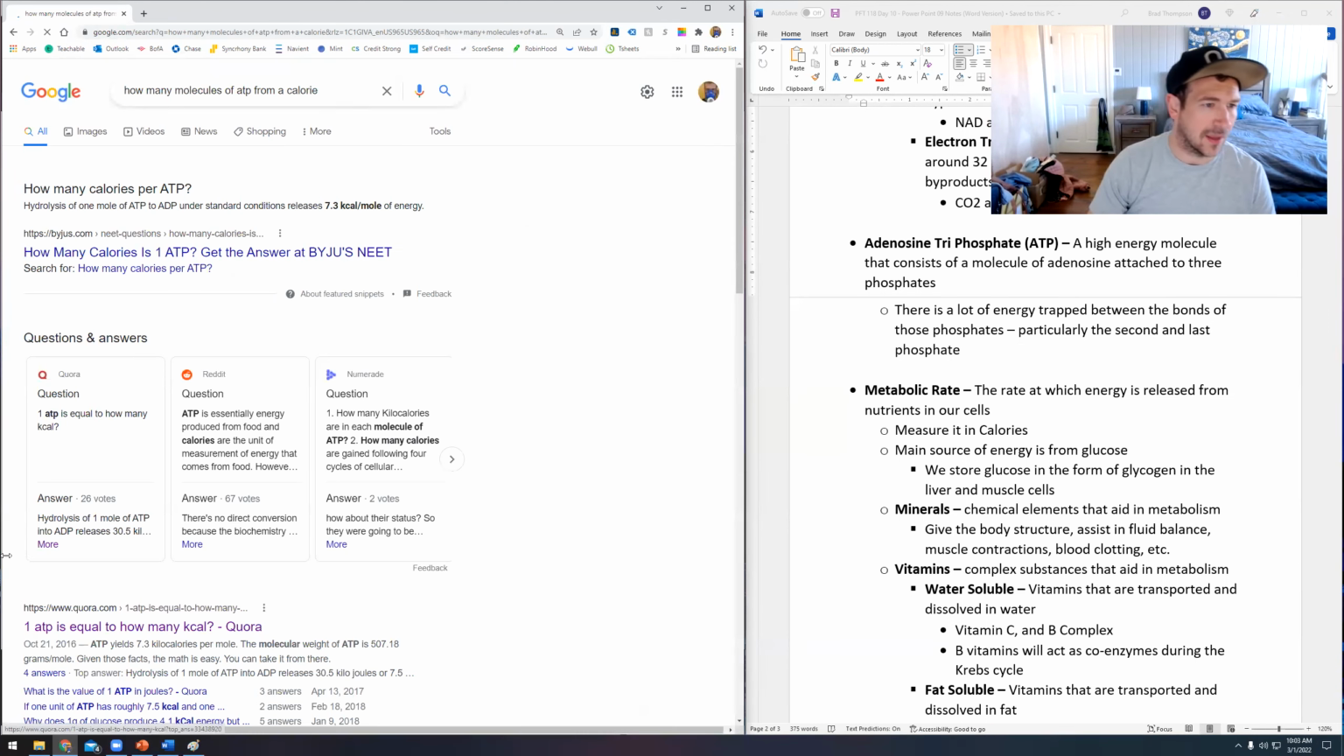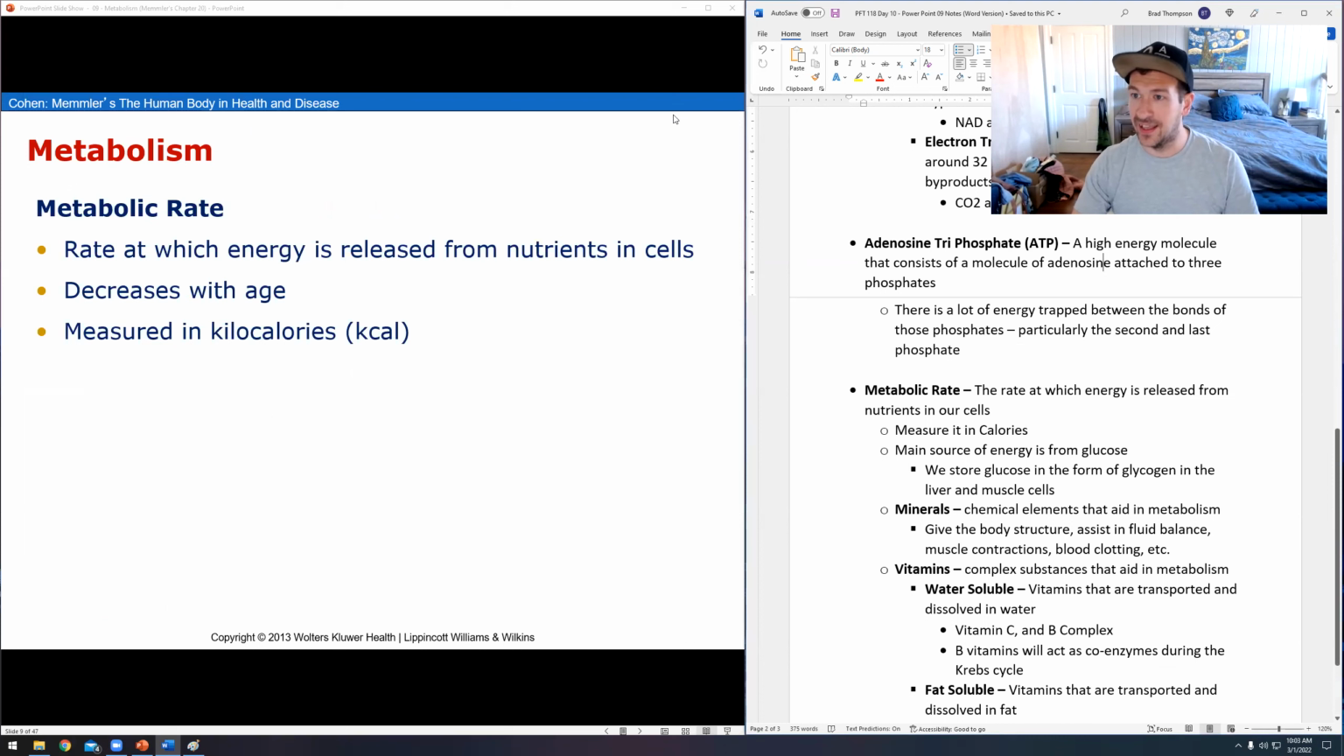Let's see if we can talk about this. Yeah, there's about 7.3 calories per mole of ATP, which, a mole, that's a very complicated measuring tool, but it's a lot. So you're actually creating trillions of ATP molecules constantly. So it's a very high energy molecule. We describe it in terms of calories because it's a way easier form for us to look at.